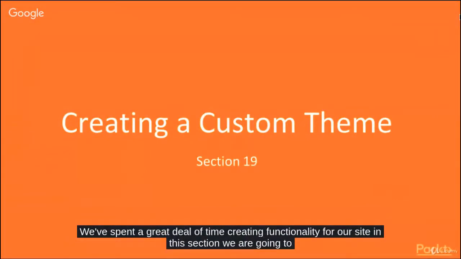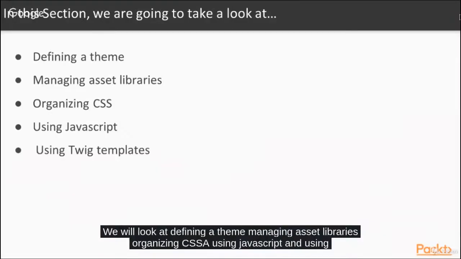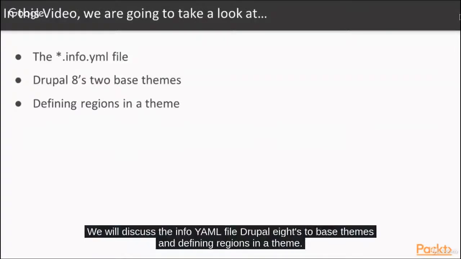In this section, we're talking about changing the appearance of our site by creating a custom theme. We will look at defining a theme, managing asset libraries, organizing CSS, using JavaScript, and using Twig templates. In this video, we will look at defining a custom theme. We will discuss the info YAML file, Drupal 8's two base themes, and defining regions in a theme.